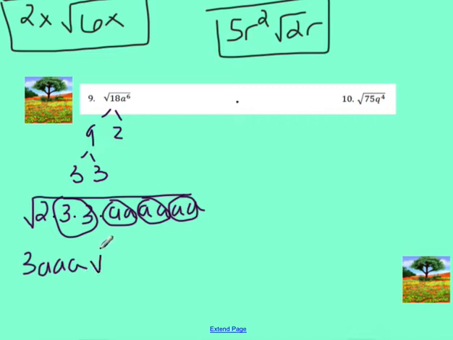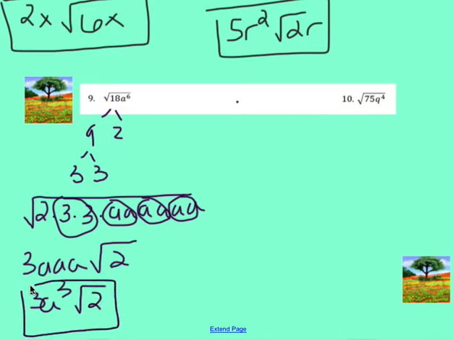And then left underneath the radical is 2. All of our a's are gone. Well, when I have 3 a's, I need to write that as a cubed. So I have 3a cubed times the square root of 2. So that's your final answer for number 9.